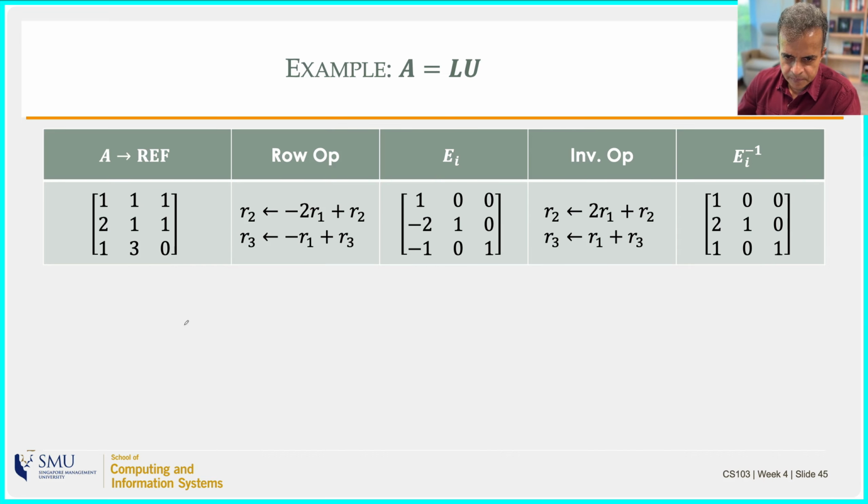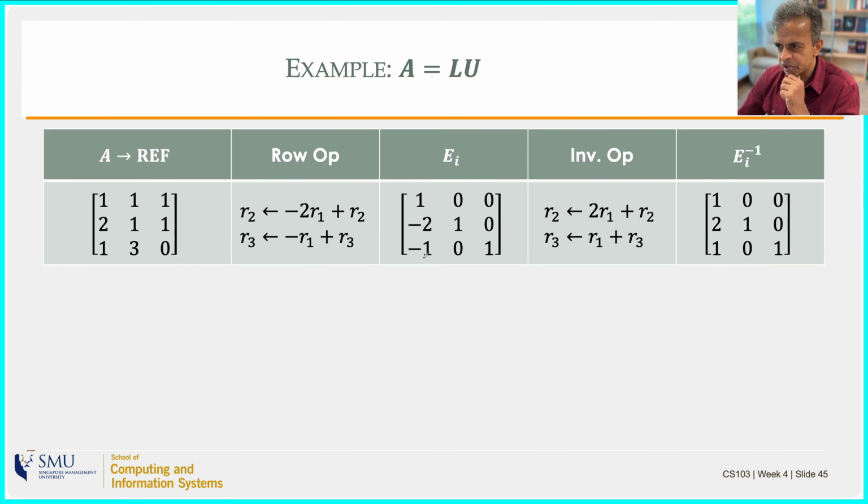Start with this matrix. I want to get to its REF. The first thing I want to do is to subtract from the second row 2 times the first row. So R2 gets minus 2R1 plus R2. The operation for R1 doesn't change at all. For R2, it is minus 2R1 plus R2. I'm applying that to the identity matrix to see this. R3 gets minus R1 plus R3. So the first element is minus 1. Again, just apply it to the identity matrix.